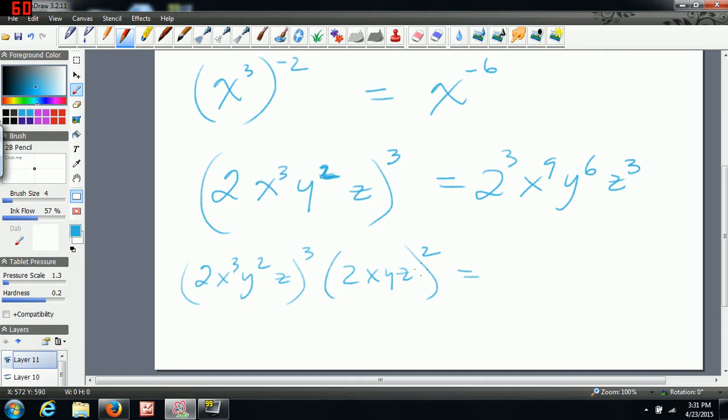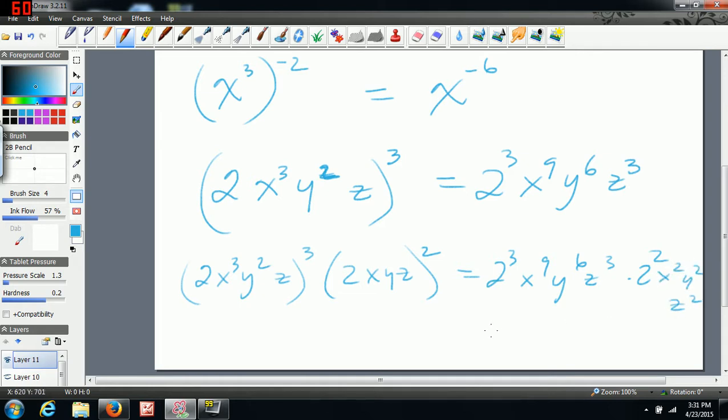So you're going to bring in the exponent. It's going to become 2 to the 3, x to the 9, y to the 6, and z to the 3 times, and then bring this one in, remembering to bring it into the number as well, because there's actually a 1 here, even though it's not written down. If there's no exponent attached to a number or a variable, there's always actually a 1 there that we don't see. So this becomes 2 to the 2 here, x to the 2, y to the 2, and z to the 2.